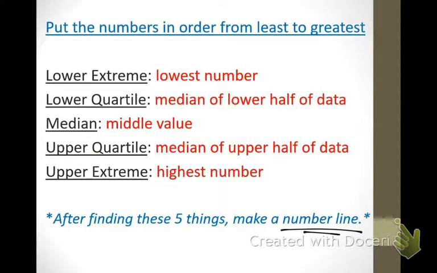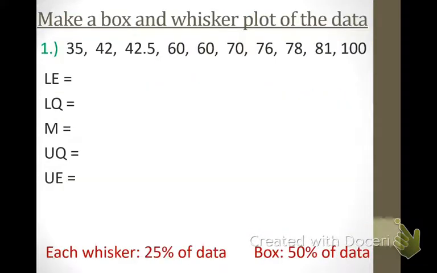So this probably doesn't make any sense. I'm going to go ahead and do the first example, and then hopefully it will make a little bit more sense to us, okay? So let's look at the first one. We're going to make a box and whisker plot of the data, but looking at this right here, are my numbers in order from least to greatest? Yes, they are.